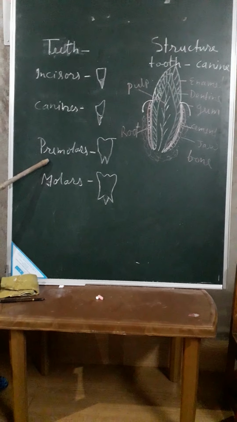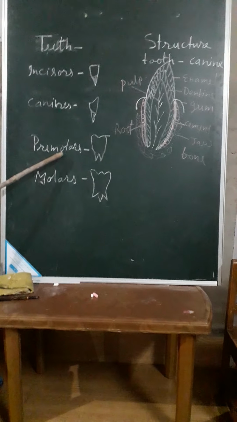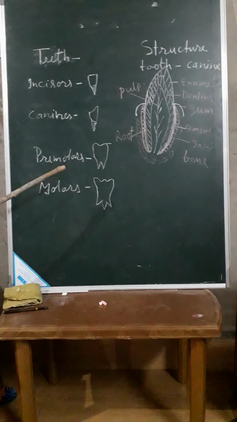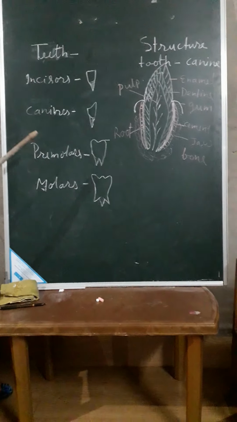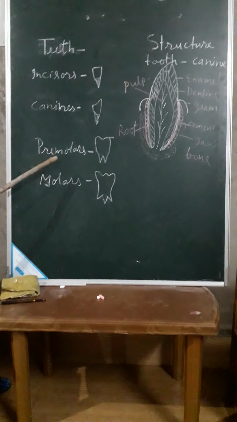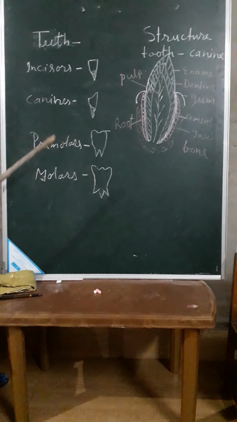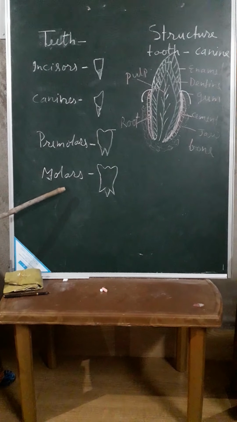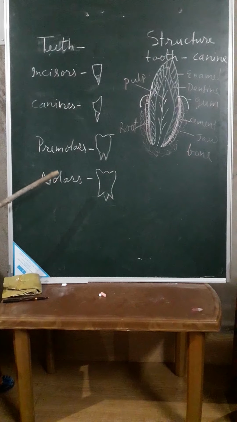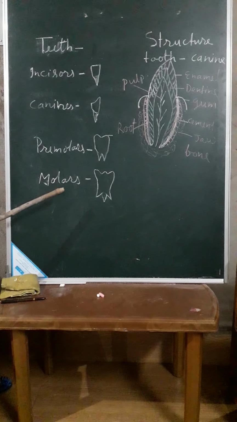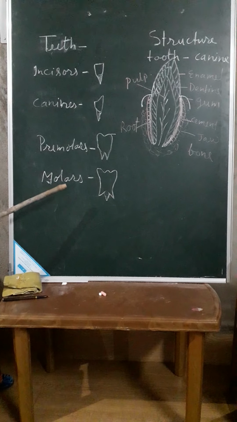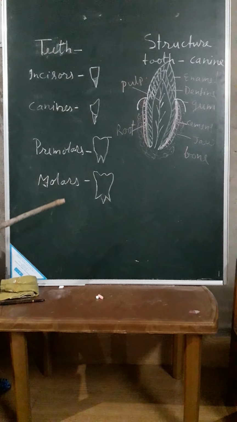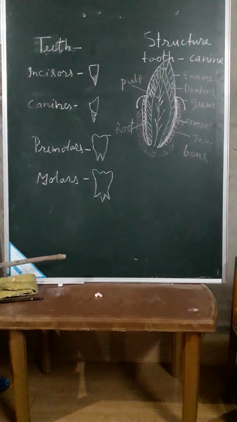And the third is premolar. These are the principal grinders, the teeth which help in crushing and grinding the food. And the last is molars. Molars help in finally grinding the food and crushing it. So they help in digestion, making the foodstuff into smaller particles.